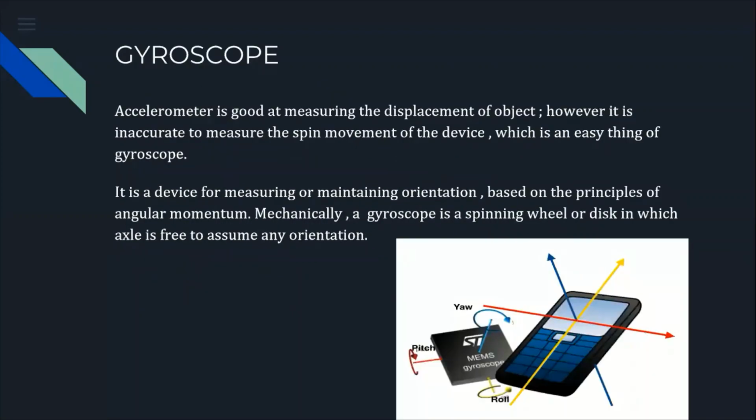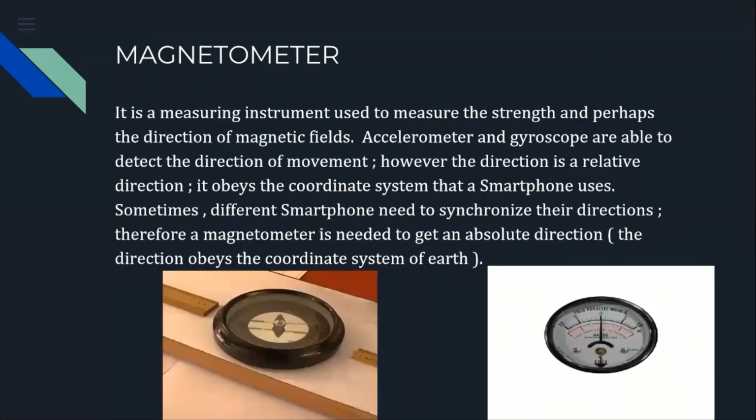Gyroscope. Accelerometer is good at measuring the displacement of an object. However, it is inaccurate at measuring the spin movement of the device, which is an easy thing for a gyroscope. It is a device for measuring or maintaining orientation based on the principles of angular momentum. Mechanically, a gyroscope is a spinning wheel or disc in which the axle is free to assume any orientation.